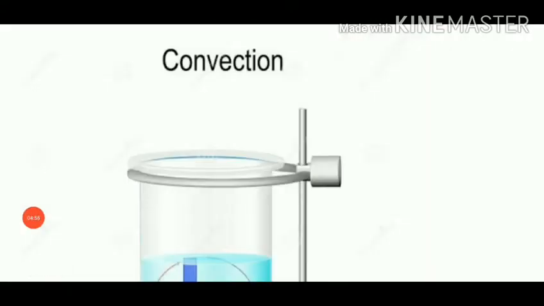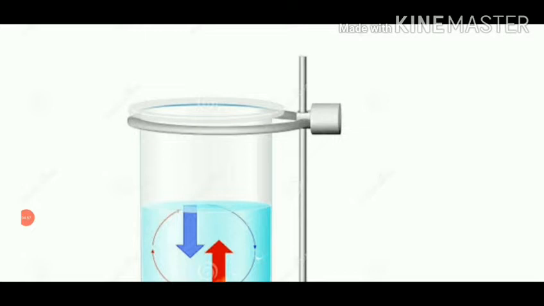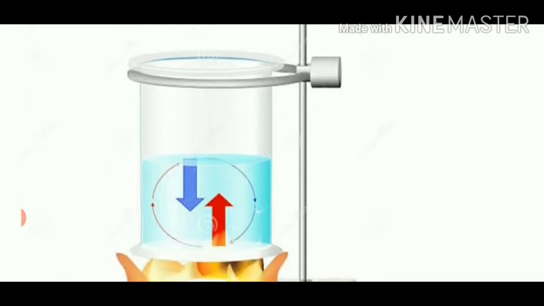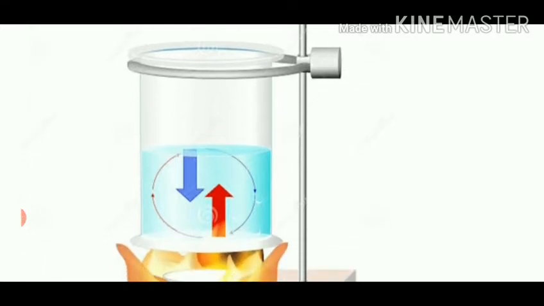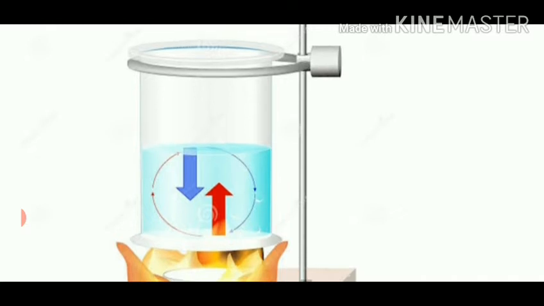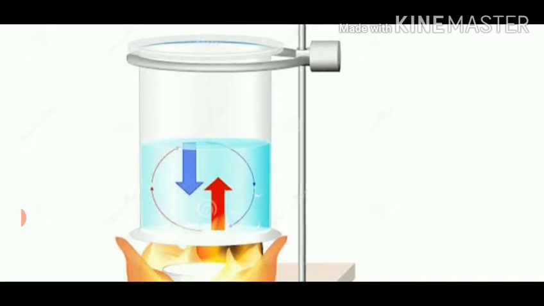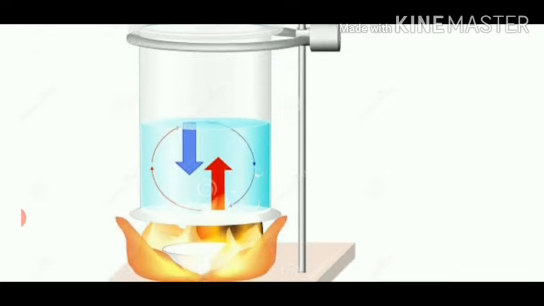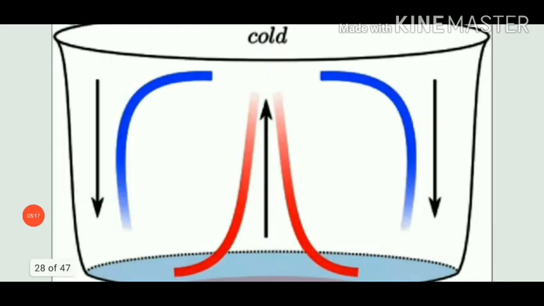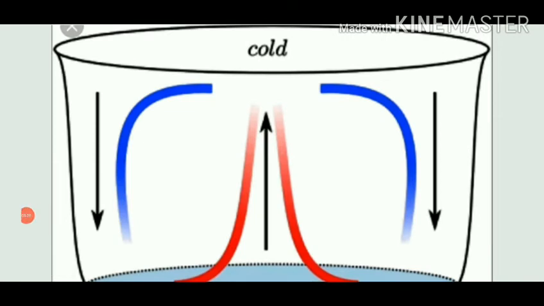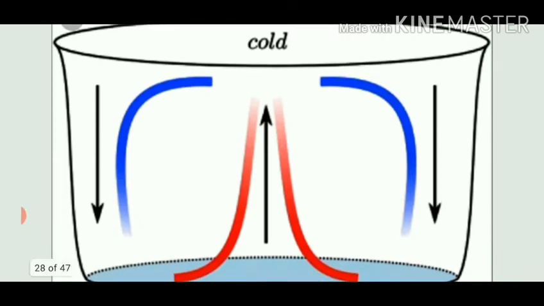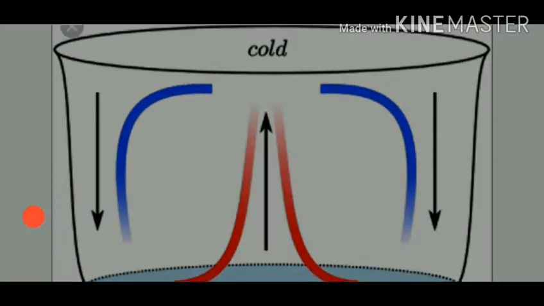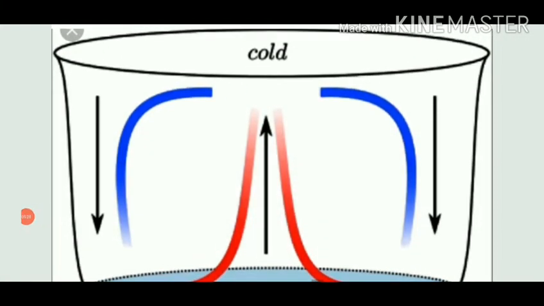Now how does convection take place? Firstly, when a liquid or a gas is heated, it expands. As a result, it becomes lighter and moves upward. The cooler, heavier fluid from the surroundings rushes to take its place and is heated in return. This process continues and gives rise to convection currents, through which heat energy flows and the entire liquid or gas gets heated.